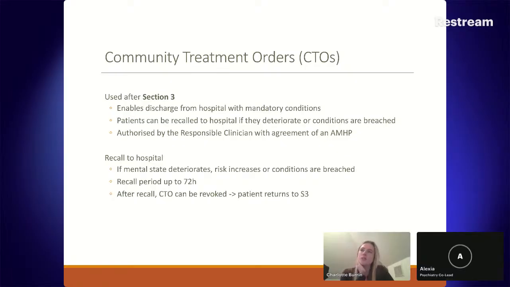Practical point for CTOs, if you are setting out medication compliance as an important condition of their CTO, it really helps if the patient is on a medication that can be monitored. So for example, if somebody's taking lithium, we can quite clearly say whether they are compliant with their lithium, because we can check their blood levels. It's much harder to do that with something like olanzapine, unless you're monitoring their compliance every single day, which is less likely in the community.